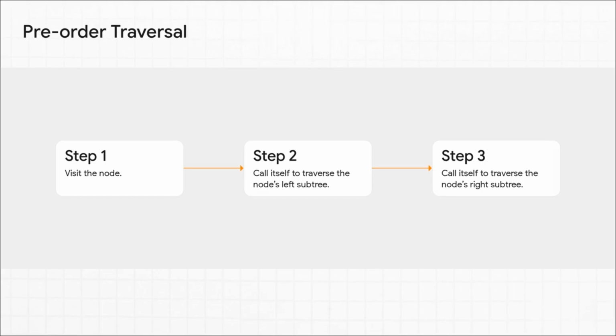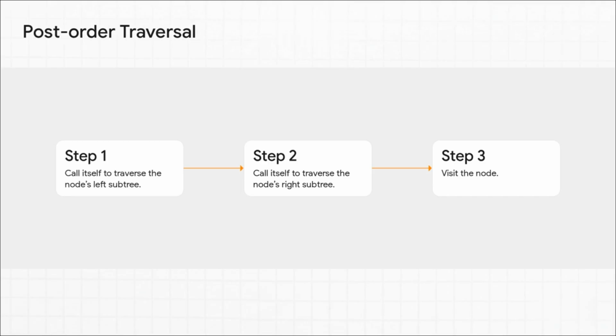Next, we have pre-order traversal. Here, we just change the rhythm a little bit. You visit the root first, and then you go left, and then you go right. So root, left, right. This is super useful if you ever need to make an exact copy of a tree, because you save the parent before you deal with its kids.